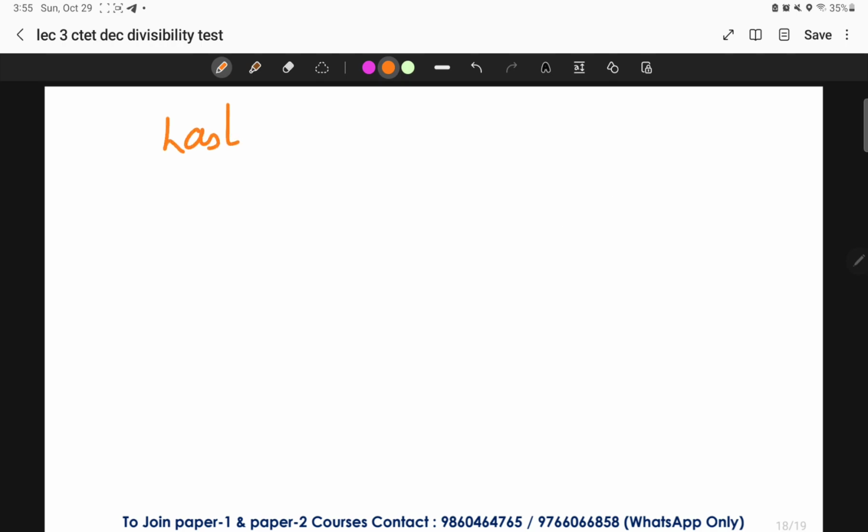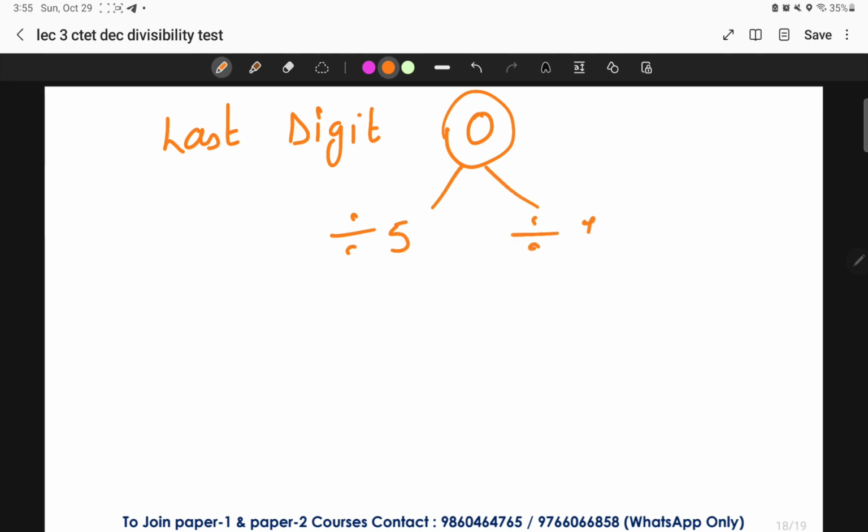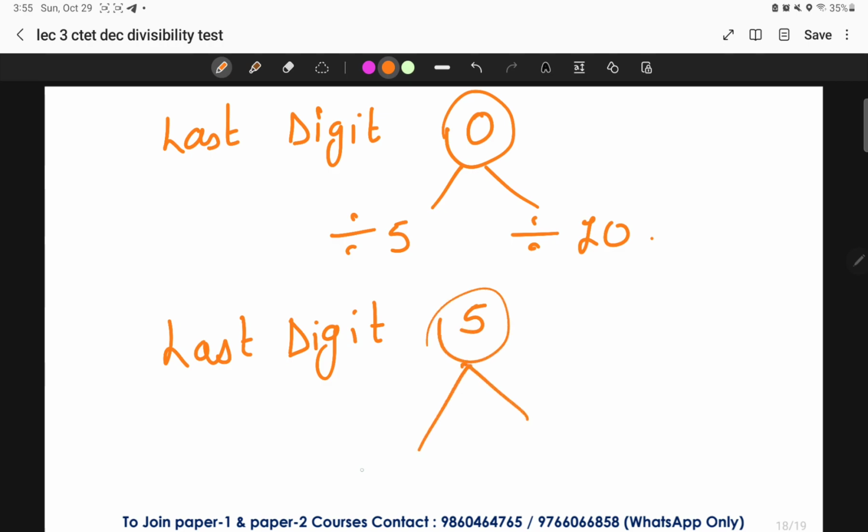Last digit. If the last digit of any number is 0, then the number is divisible by 5 as well as by 10. If the last digit of any given number is 5, then this number is divisible by 5 but it is not divisible by 10.